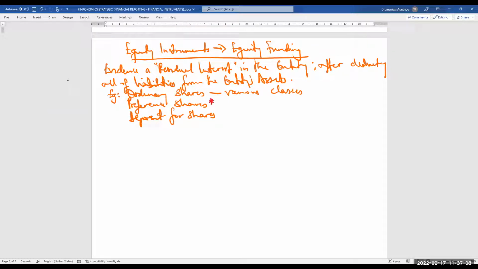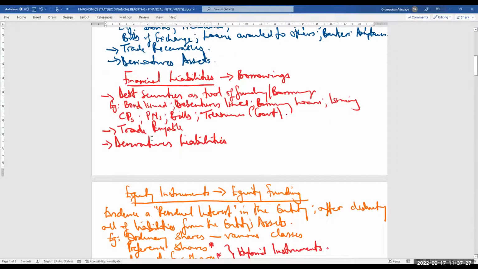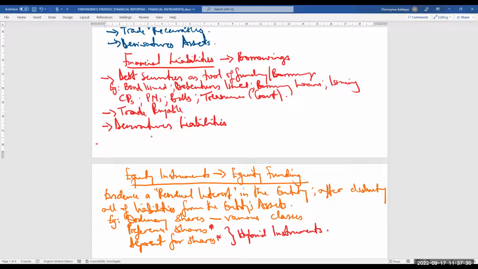But I'll take time to asterisk this. I will asterisk both preference shares and deposit for shares, all because later on we'll discuss what we might consider hybrid instruments. And what does that connote? It connotes the fact that this instrument sits at the borderline between a financial liability and an equity instrument. All it means is that they are like chameleon, depending on one or two other factors to actually confer whether this is going to be equity or is going to be a financial liability.